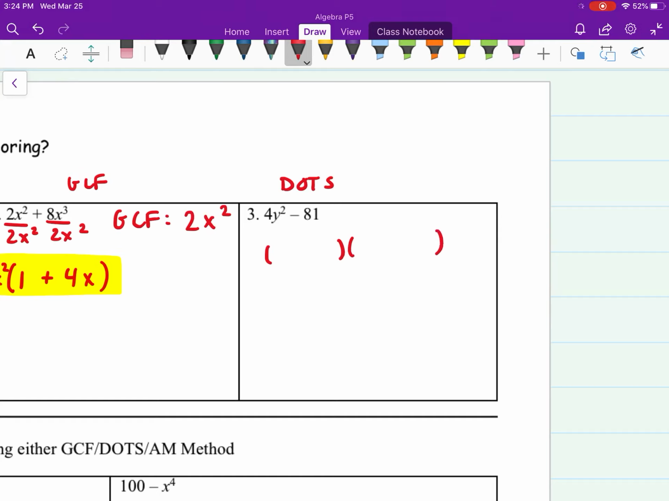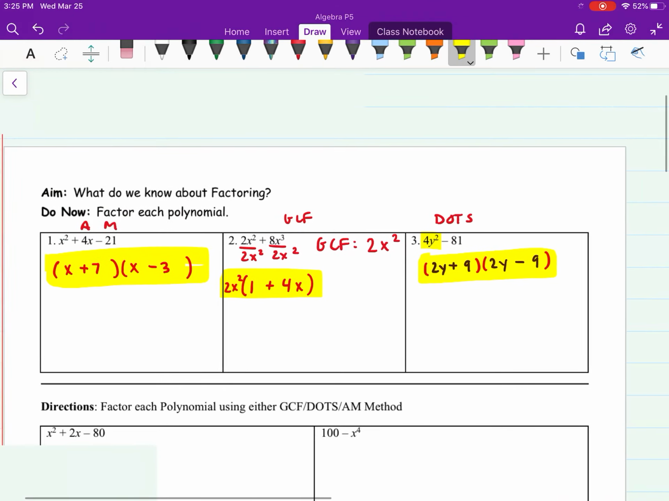Okay, so DOTS is 2 parentheses. First term I see is 4y squared. What times what is 4y squared? 2y and 2y. What times what is 81? 9 times 9. One gets plus, one gets minus, and that's it. DOTS is everyone's favorite. It's the least amount of work. Takes the least amount of time.